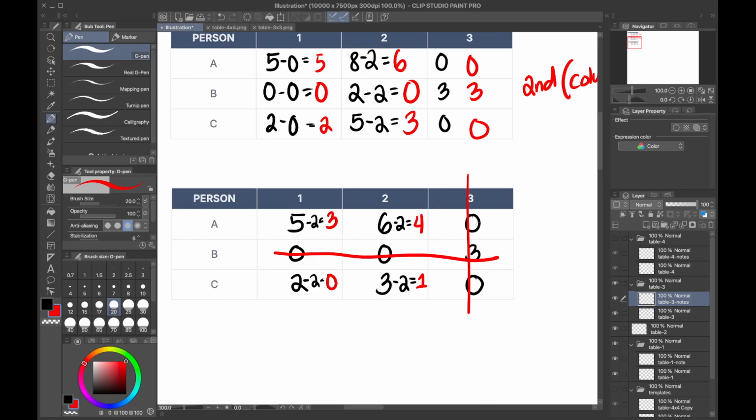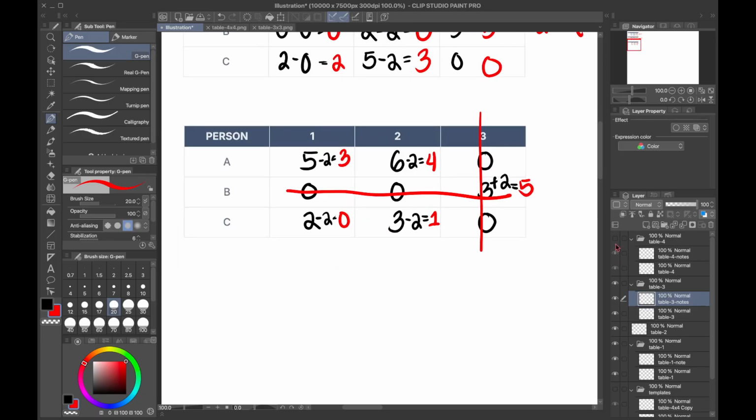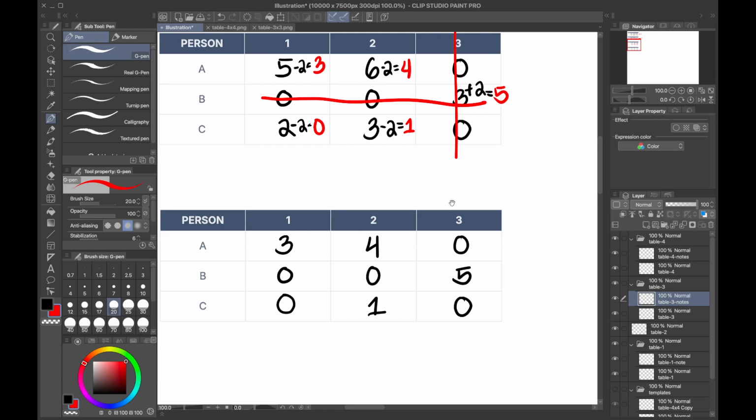And then after that, you look for the number that is at the intersection point of your lines. We can see that here, that number would be 3. So instead of subtracting, you would be adding. So 3 plus 2 is equal to 5. Then your resulting table would look like this.